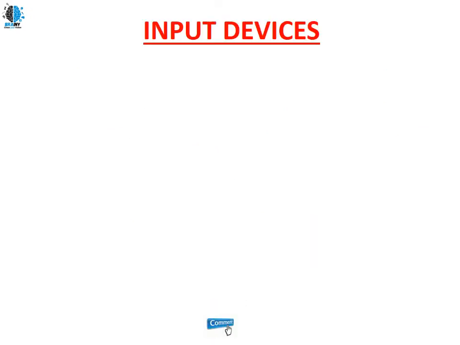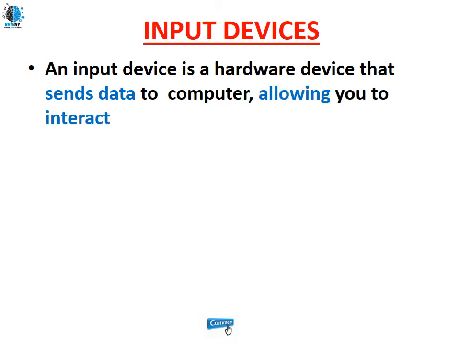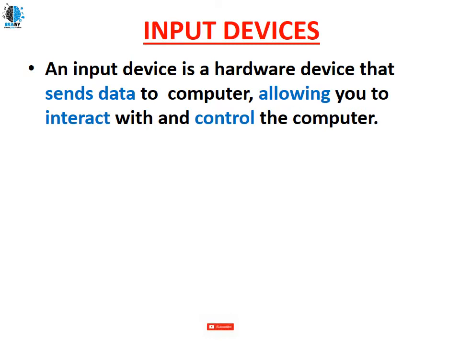Input device. So what is an input device, why do we need it, and how do input devices work, you will be learning here. An input device is a hardware device that sends data to a computer, allowing you to interact with and control the computer system. What does it actually mean? An input device is a hardware device. It can be any input device, either a keyboard or a mouse. With the help of these input devices, we send instructions to the computer, and it allows us to interact with as well as control the computer system.